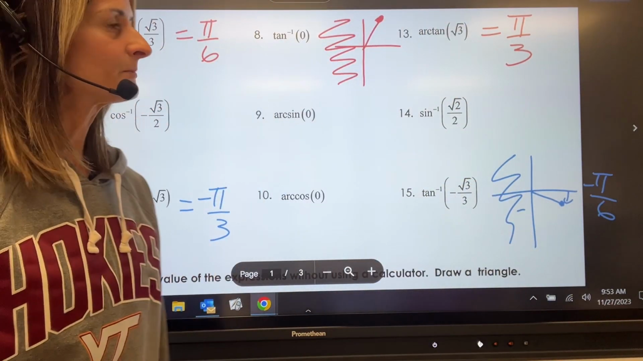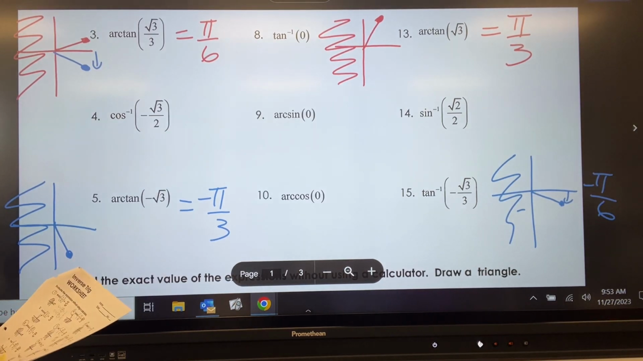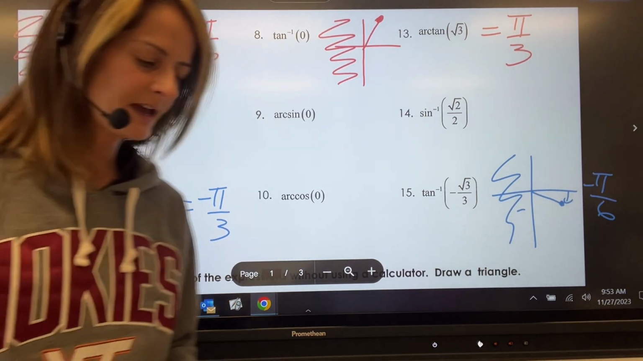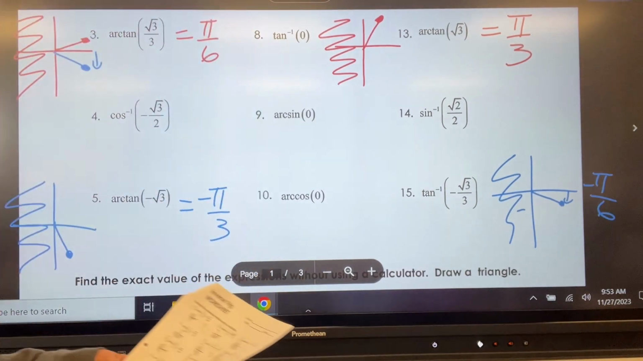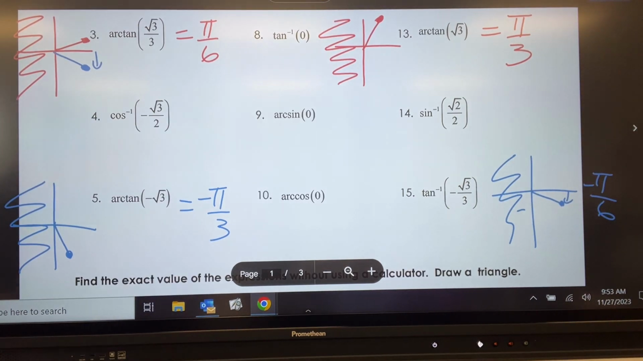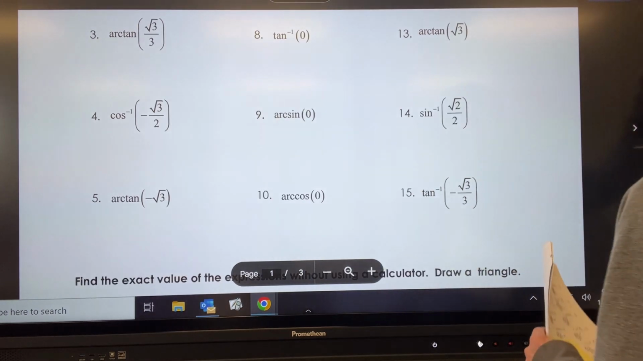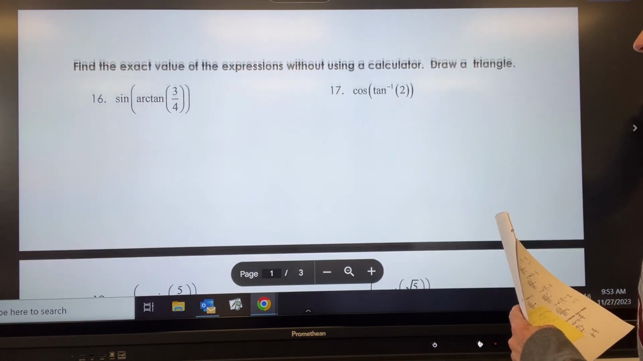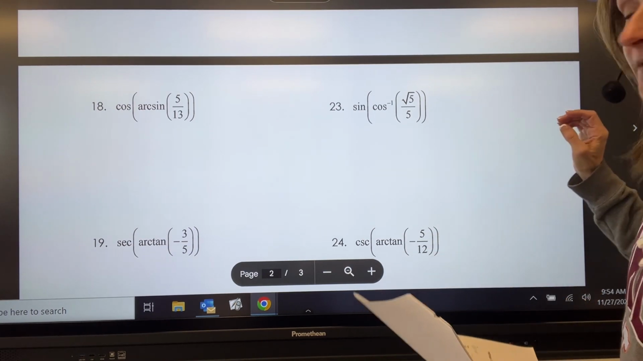So the answers to these problems are angles. And the directions say, evaluate the expression without using a calculator. So they don't tell you it's an angle, you have to know. All right, good. Let's move on, unless there's a question. Number 18. In fact, we're going to stop.